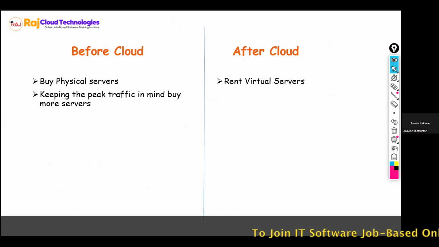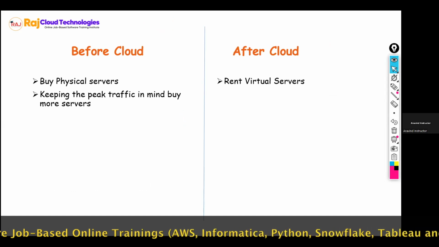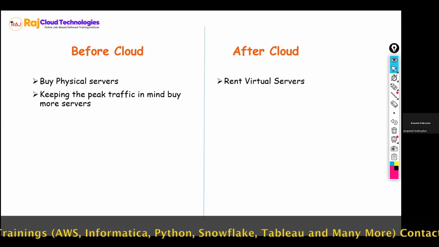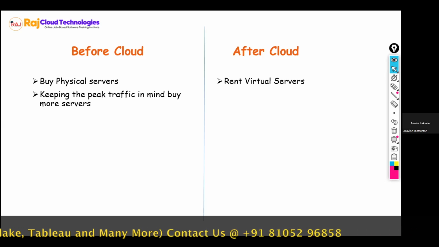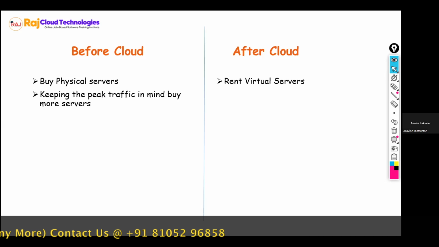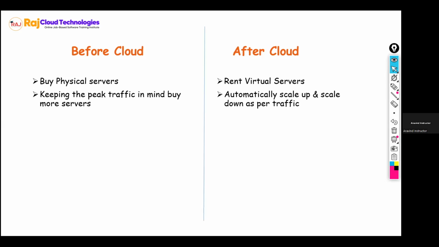Keeping the peak traffic in mind, buy more servers. That means if you're planning for the Great Indian Festival next month, from now onwards you should make arrangements and bring an extra 200 servers. You need to deploy the application, install software, and keep the setup ready by next month. But here you don't need to take care of anything. Automatically servers will scale up and scale down according to the traffic.